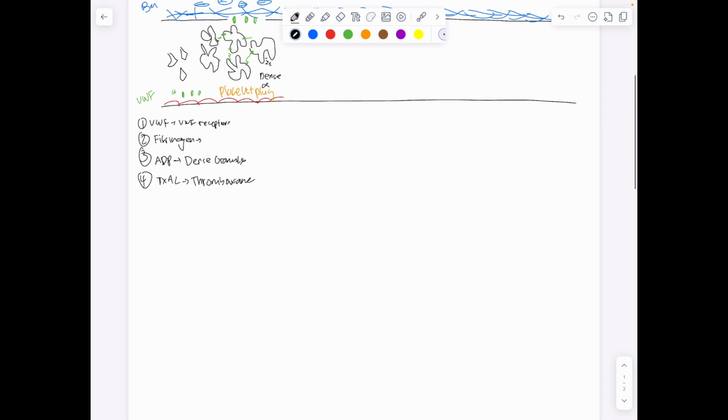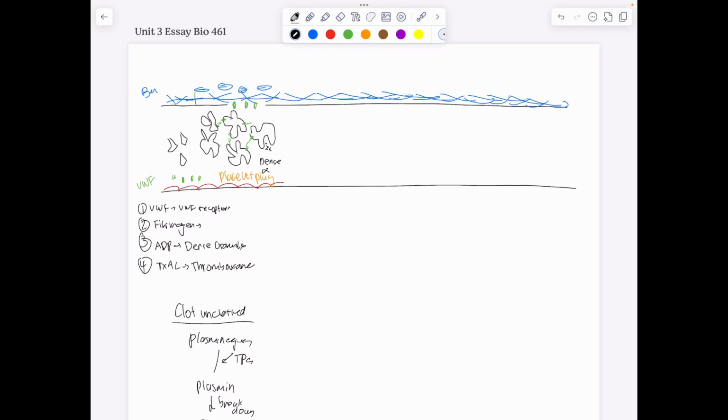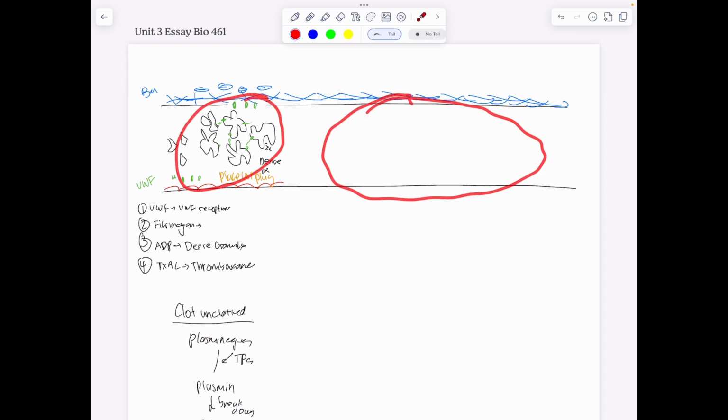Then to get our clot unclotted, it's going to be plasminogen, which is done by TPA. Then we have our plasmin, which breaks down fibrin. So the next thing is, we have this platelet plug, and I'm going to draw the clotting cascade over here, but imagine that they're happening at the same time.